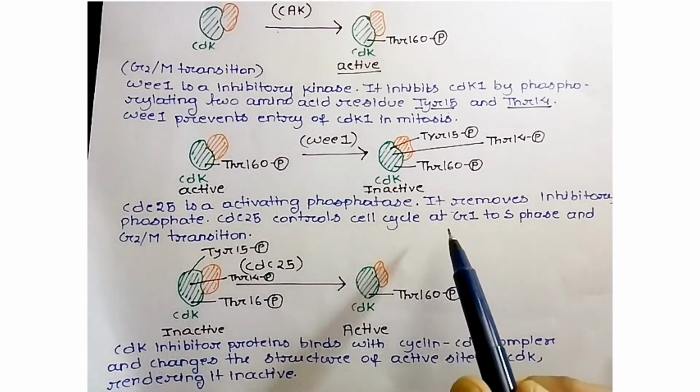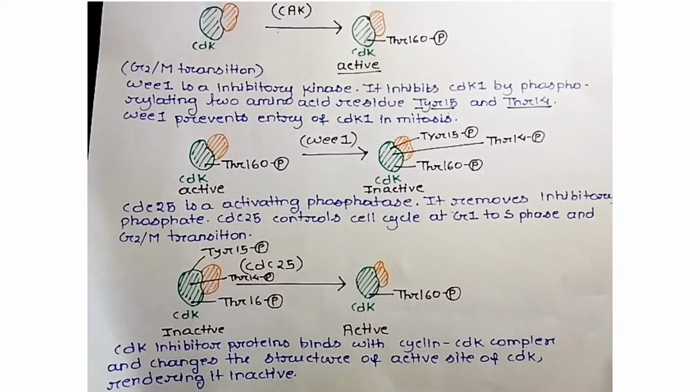CDC25 controls the cell cycle at the G1/S phase. So when a cell progresses through the G1/S phase, in this particular phase CDC25 plays a very important role, and also at the G2/M transition, as in the case of Wee1.